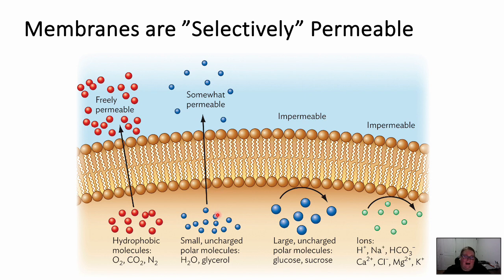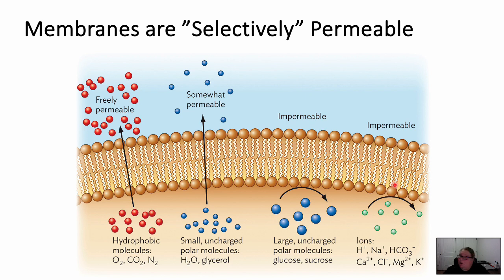Small uncharged polar molecules, so no ions, can kind of cross. Things like water and glycerol can cross the membrane, but it's going to take them a while, and we're not going to get large quantities. There are actually more efficient ways to move water and glycerol across the membrane than through direct diffusion. Large uncharged polar molecules, things like glucose and sucrose, cannot cross the membrane. They're what we call impermeable.